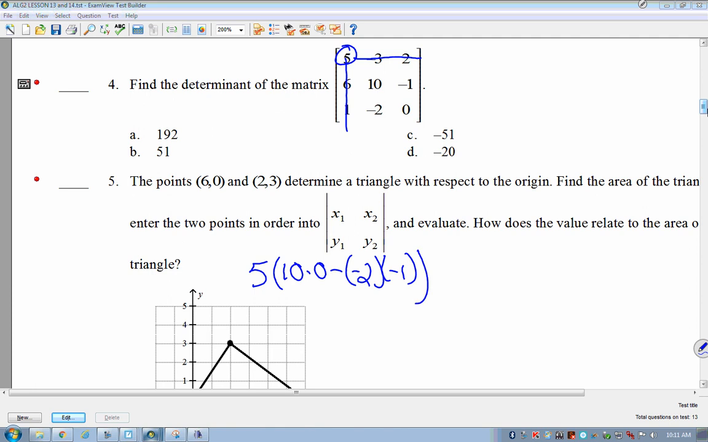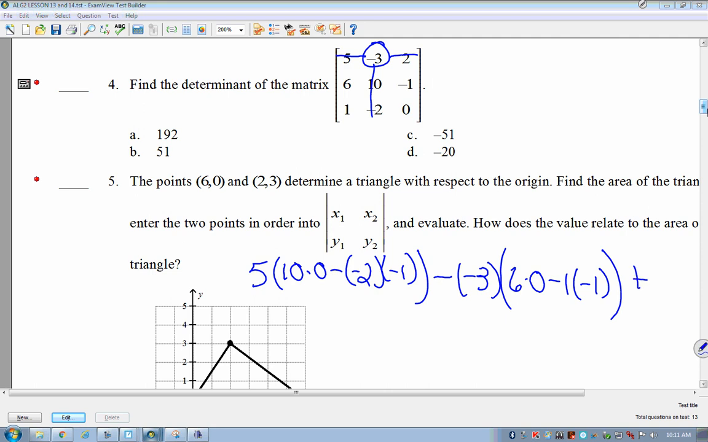Okay. All right, now let's clear that out. What do I want to circle now? Negative 3. What sign comes next? Minus, okay? Minus negative 3 times what? That always helps, right? 6 times 0 minus what? 1 times negative 1. Okay, now I'm running out of space, but what sign comes next? Plus.